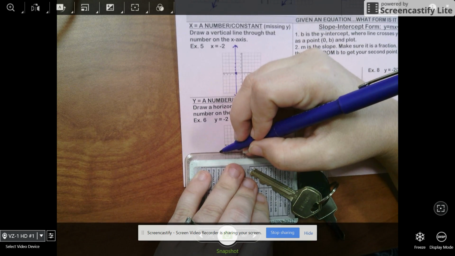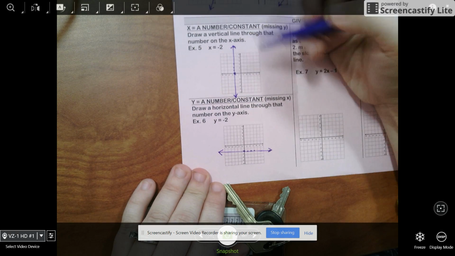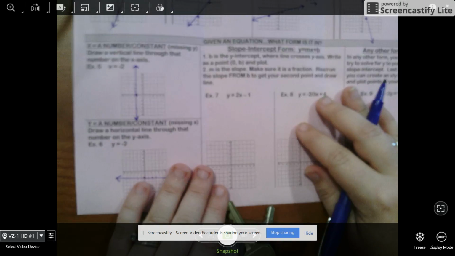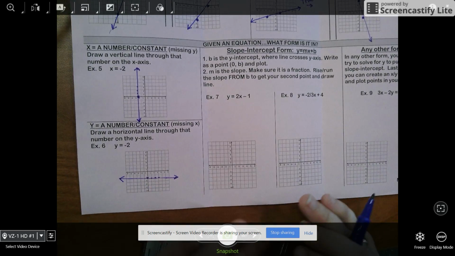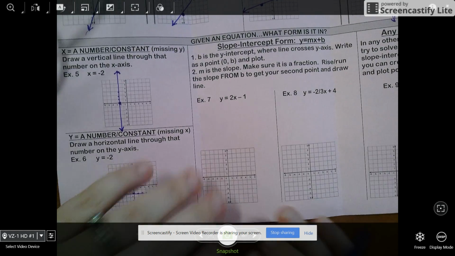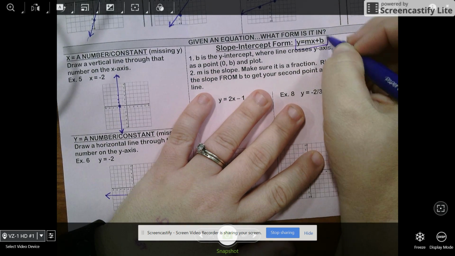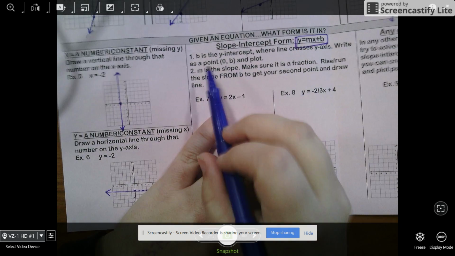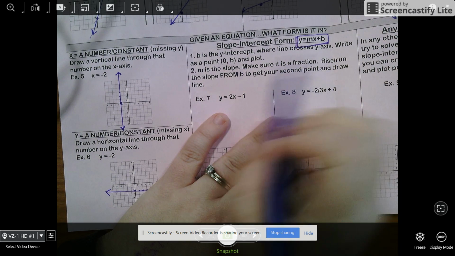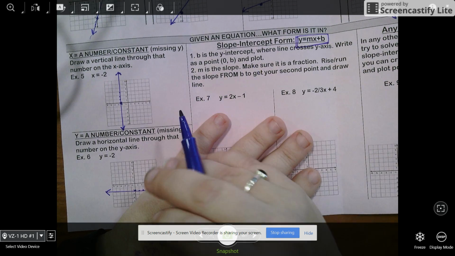So that means when x equals a constant, it's a vertical line, and when y equals a constant, it's a horizontal line. So what about if you have slope-intercept form? I'm sure you remember back in the day, slope-intercept form is y equals mx plus b, and that's the most important part right here. And b is the y-intercept, where the line crosses the y-axis. You could write it as the point (0, b) and then plot it, or you could just know it crosses the y-axis there.